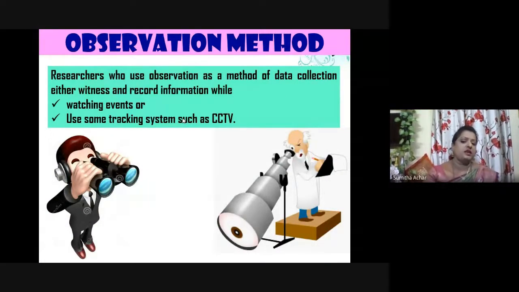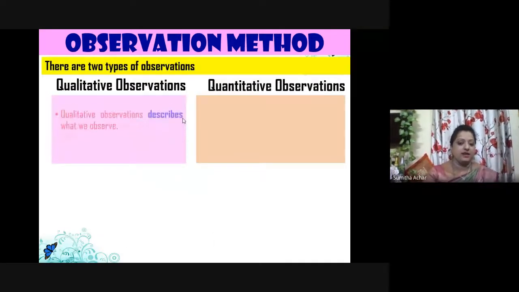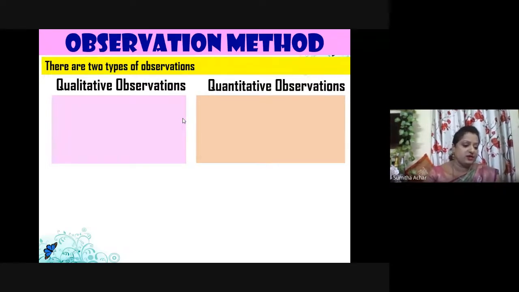Sometimes the researcher can collect the information himself, or he can use tools like CCTV cameras, eye cameras, recorders, and so on to collect the data. But the important thing is what kind of observation a researcher does. There are 2 forms of observation, a quantitative observation and a qualitative observation. You're surprised, isn't it? How can it be qualitative and how can it be quantitative?